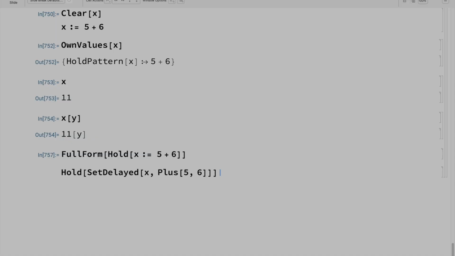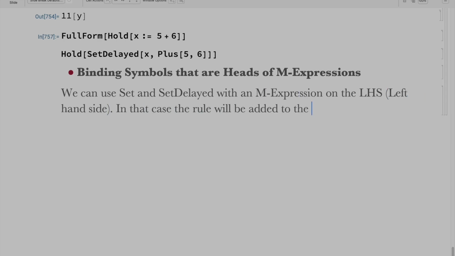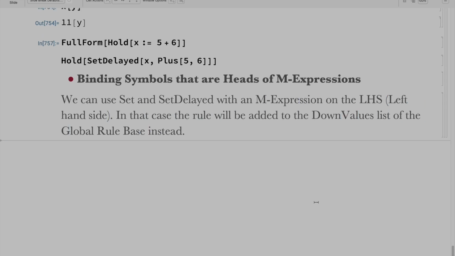Parentheses are those symbols which are common in Lisp. This is what's used in Lisp, while in Mathematica, we use square brackets and curly brackets for lists. We can also bind to symbols when they are the heads of M expressions. In that case, the rule goes into what's called the down values list of the global rule base, right?